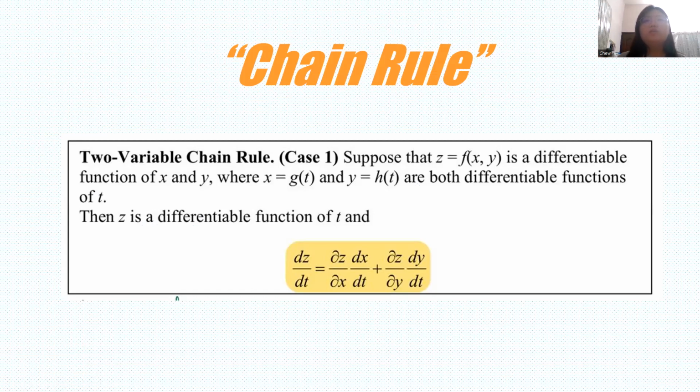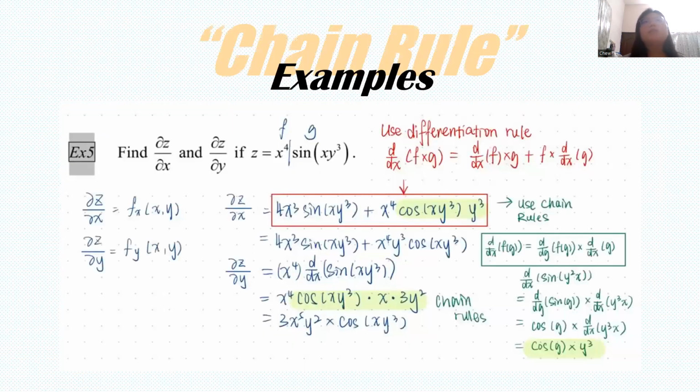As we can see on the screen, this is the two-variable chain rule that we will use in solving the question. The highlighted part is the formula that we will often use. This is the example I will use to explain the chain rule. In this question, we need to differentiate with respect to x and with respect to y. We will use the chain rule in the first differentiation.